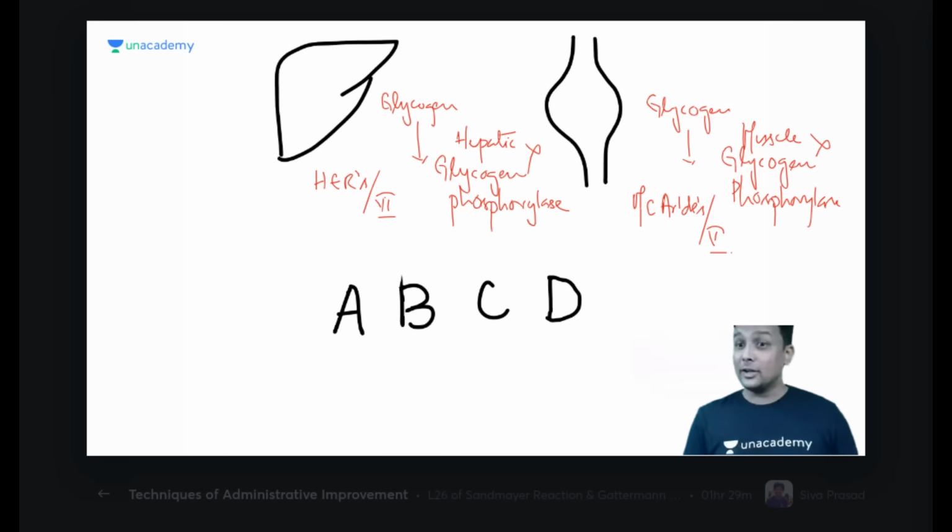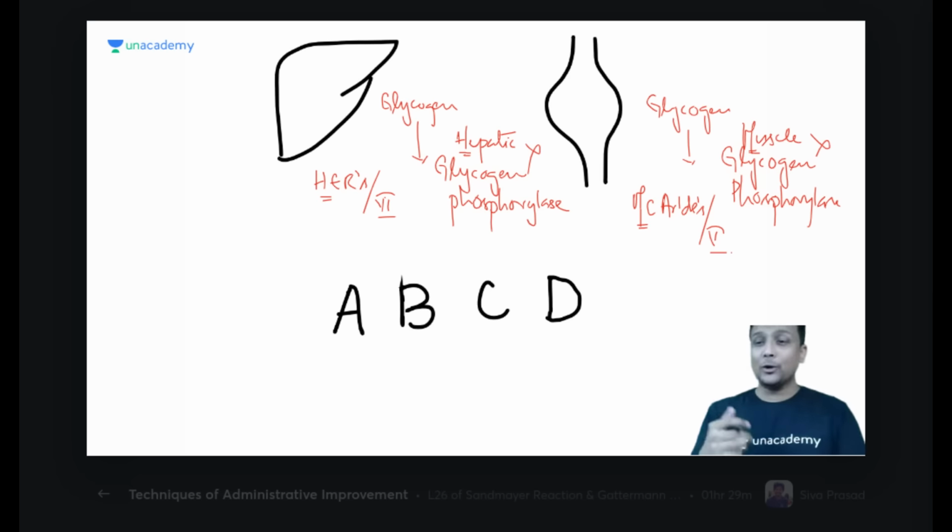Come on, guys. So how are we going to remember this one? It's easy. Hepatic is HERS. Hepatic, HERS, and then muscle glycogen phosphorylase will be deficient in McArdle disease. Hepatic will be HERS, and muscle, McArdle. H for H, M for M. H for H, M for M. Is it okay? Type 5 done, type 6 done.